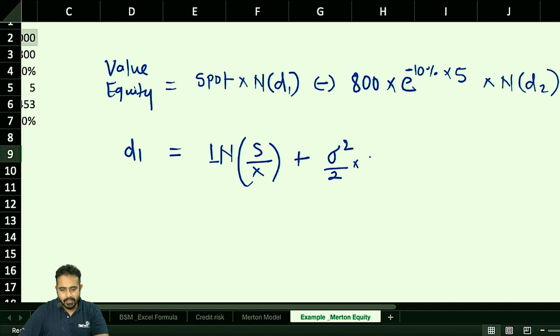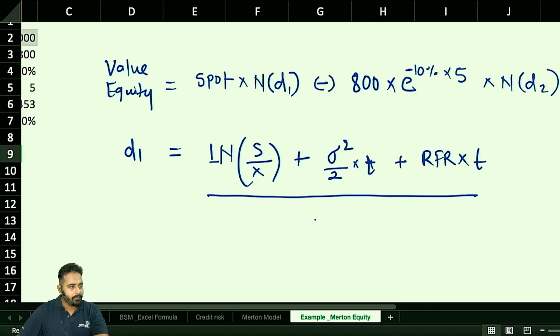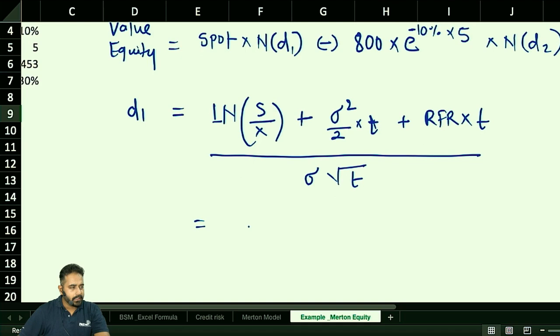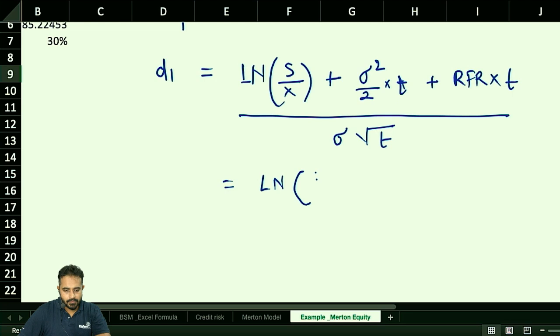plus RFR, again adjusted for time period, divided by sigma into root t. Okay, so let's plug in the values in D1. So log normal, spot price is the value of the firm today, 1000.